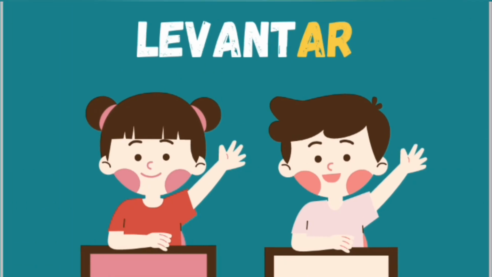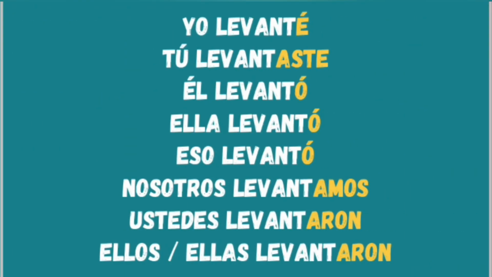And now we have this verb to rise or to pick up, okay, which means in Spanish, levantar. Now let's see how we have to conjugate this verb in the indefinite past. Okay, if you want to say, I picked up, past tense, indefinite past in Spanish, I picked up or I raised, then you have to say in Spanish, yo levanté.